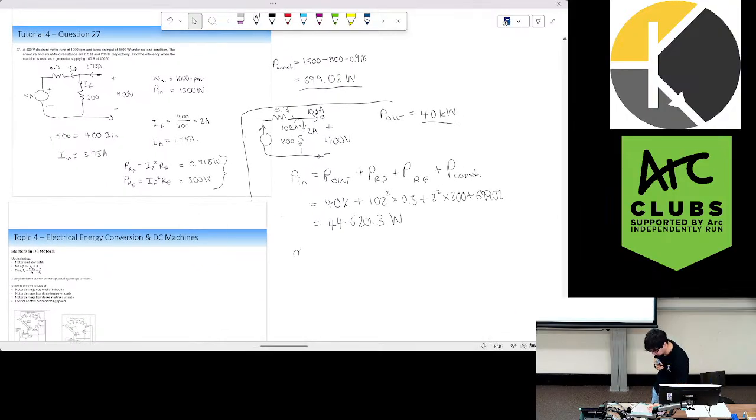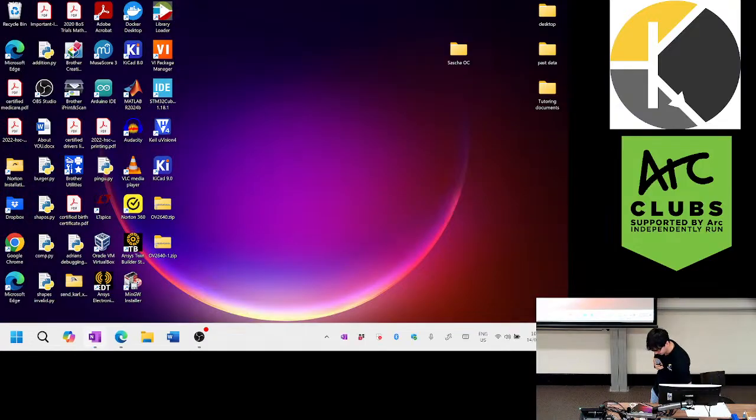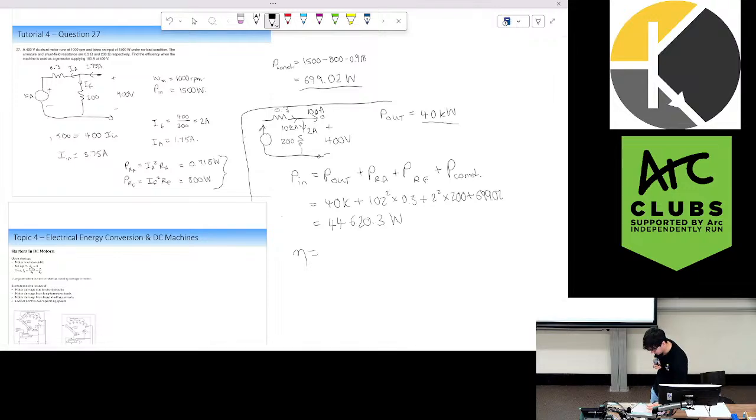So last thing, we can find the efficiency. We can find the efficiency by going output power over input power, which is 40k over 44,620.3, which gives us an efficiency of 0.8965. Cool. So yeah, the important takeaway is we're using one set of conditions to find the constant losses, and then we're using that to find the efficiency when we have a different setup.